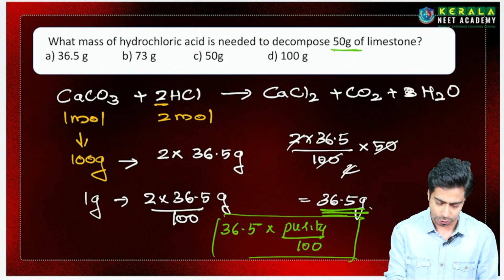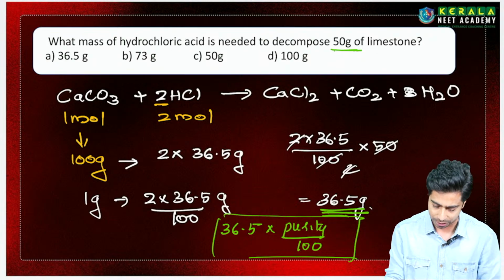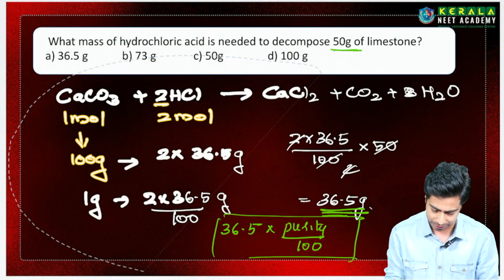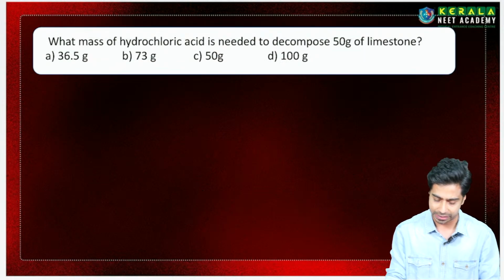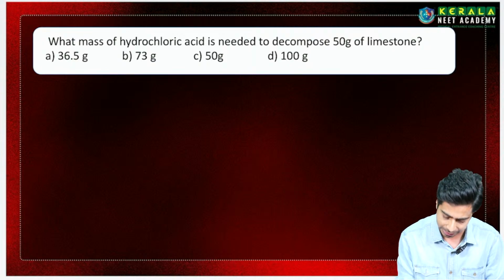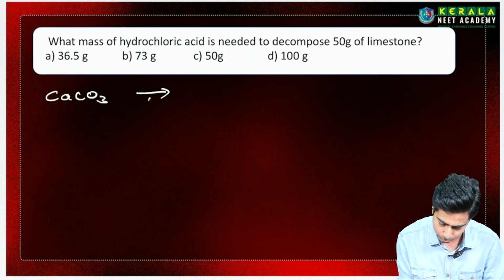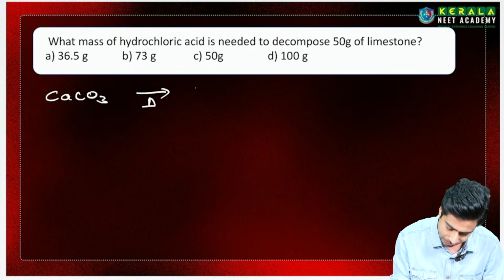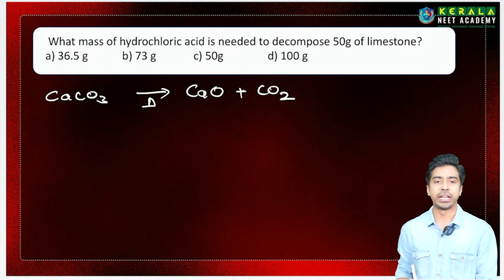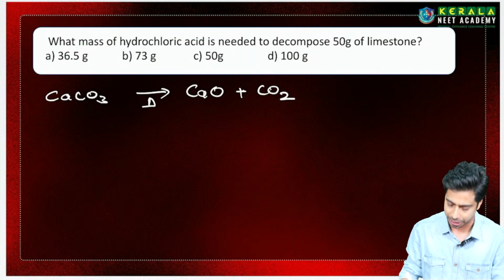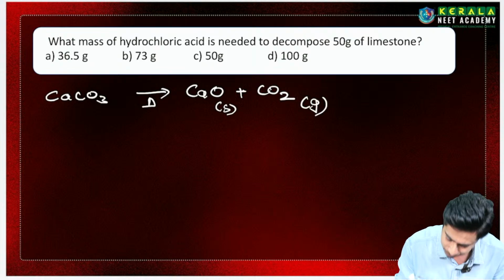Also remember, there are certain equations that you have to know by heart. For example, the one which I have given now, and you can take some other equations also. For example, the decomposition of CaCO3, calcium carbonate. On heating, it decomposes to calcium oxide and carbon dioxide. Remember, calcium oxide is the solid and carbon dioxide is the gas.